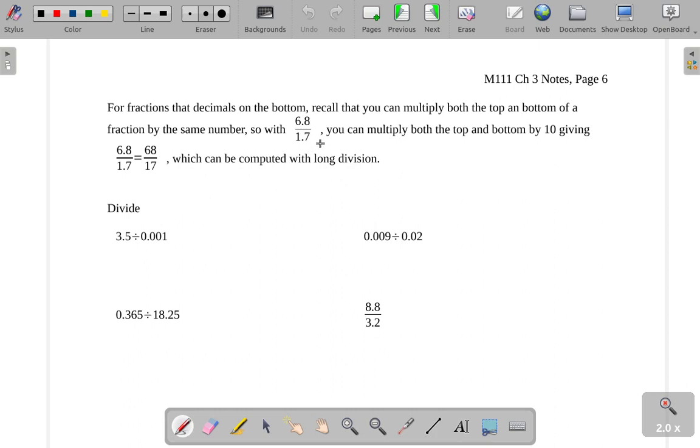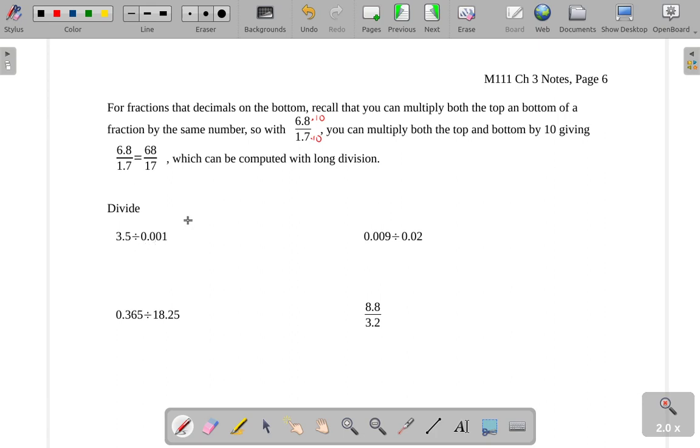And so what we would do is we would use the fact that this is a fraction, or we can think of it as a fraction, and say, well, I can make that bottom into something that's not a decimal by multiplying both the top and the bottom by, well, something that'll move my decimal place over, by multiplying both the top and the bottom by 10. In which case this becomes 68 over 17, and you can do that one with long division.